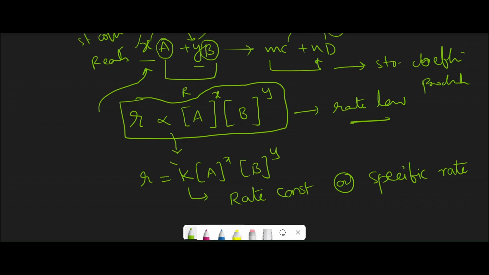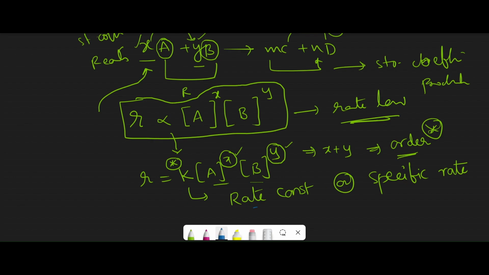It's very important. There will be many questions based on the rate constant and the rate law. Clear? And in this rate law, the sum of the powers for this reaction is called the order of the reaction. Very important. The order of the reaction is the sum of the powers of the concentration terms of the reactants as per the rate law. Clear? Here we have two new terms: one is rate constant, another is order of the reaction.